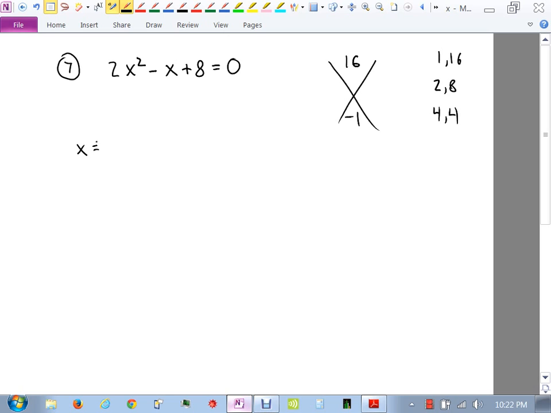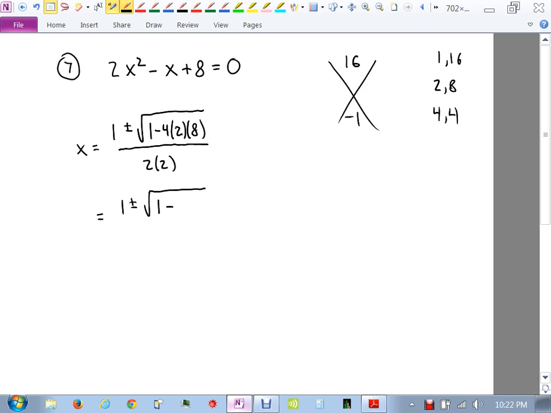So x equals negative b, which for us would be 1, plus or minus square root. B squared is negative 1 squared, which is 1, minus 4 times a, which is 2, times c, which is 8, all over 2 times a, which is 2. This is 1 plus or minus the square root of 1 minus, let's see, 4 times 2 is 8, times 8 is 64, so minus 64, all over 4. This is 1 plus or minus the square root of negative 63, all over 4.